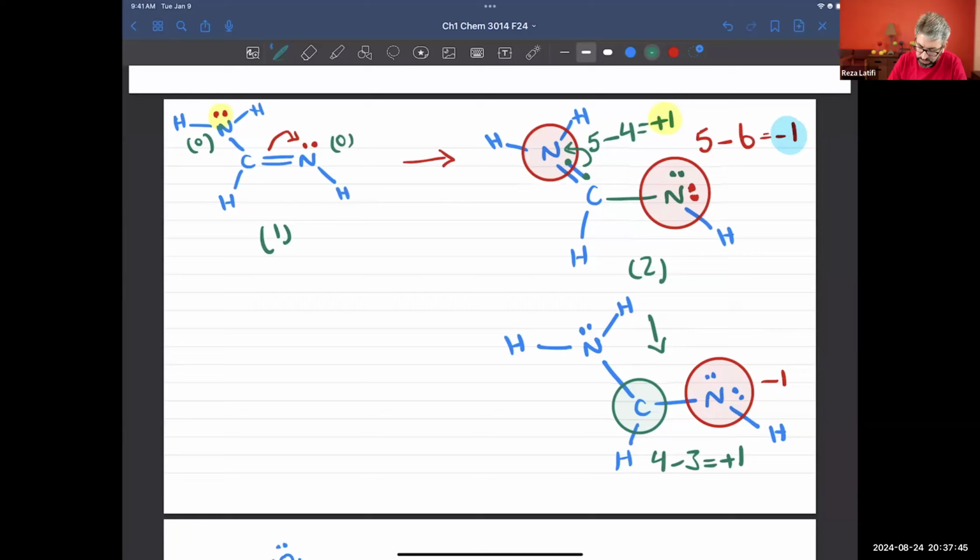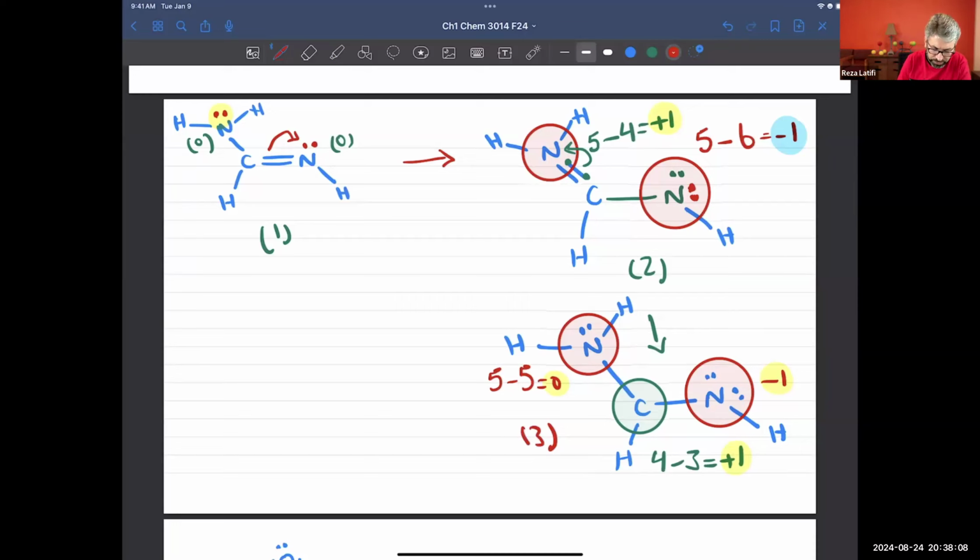How about this next nitrogen? If I draw a circle around it, nitrogen is a group 5. I see 5 electrons around it, so it will be 0. Now the formal charge for this nitrogen is 0. We have +1 and -1. Let's call this one number 3. What's the best Lewis structure?